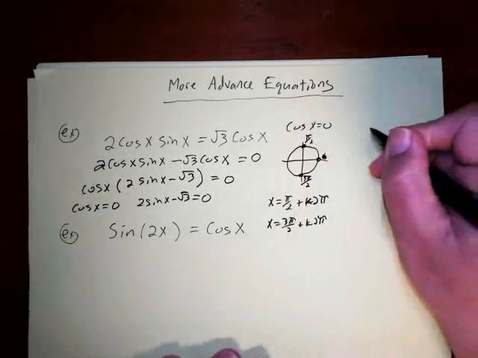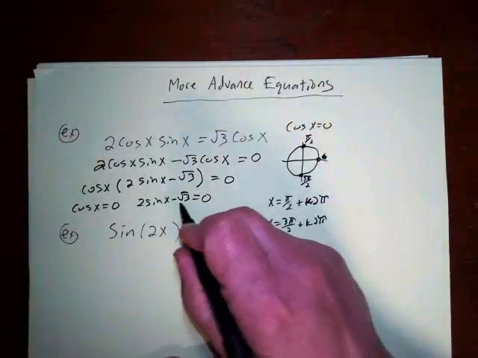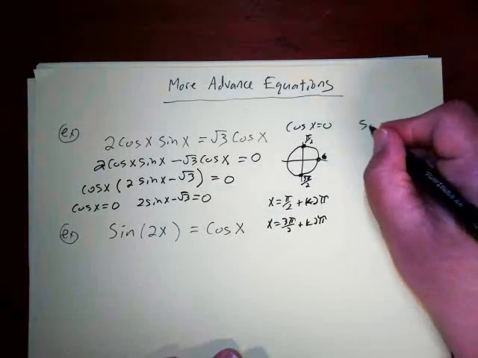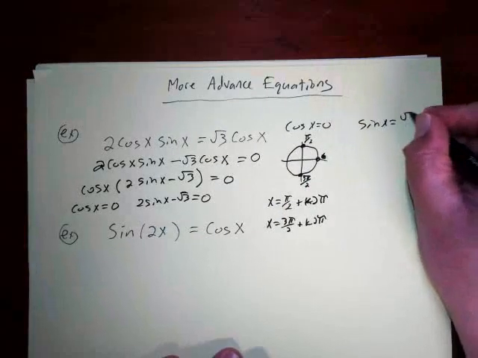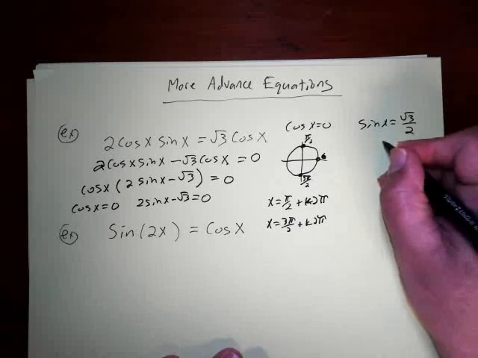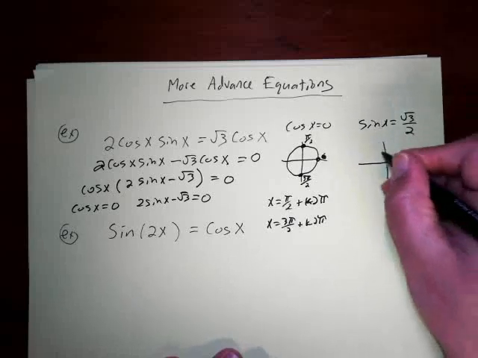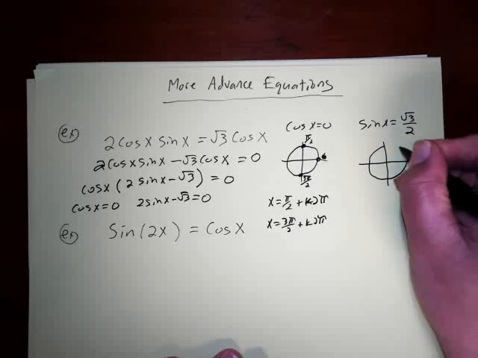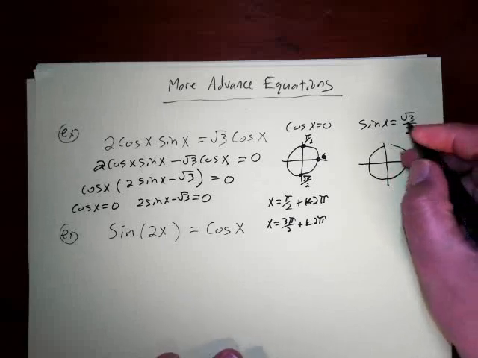Okay, so then you have this equation. Notice I can move those to the other side, and I get sine x is equal to square root of 3 over 2. And that's also a special point on the unit circle. So that's nice. This is the sine now.